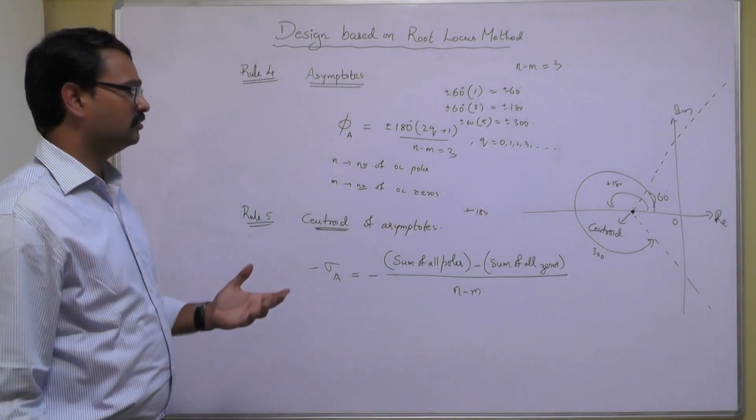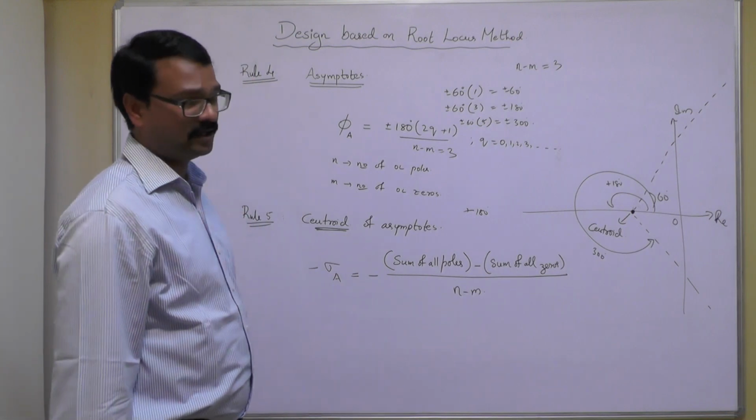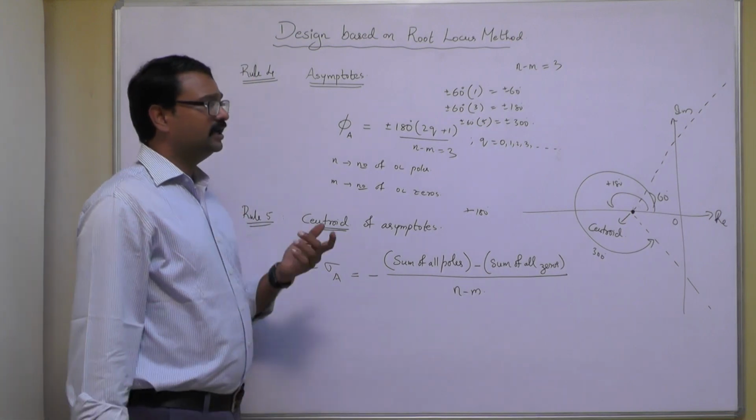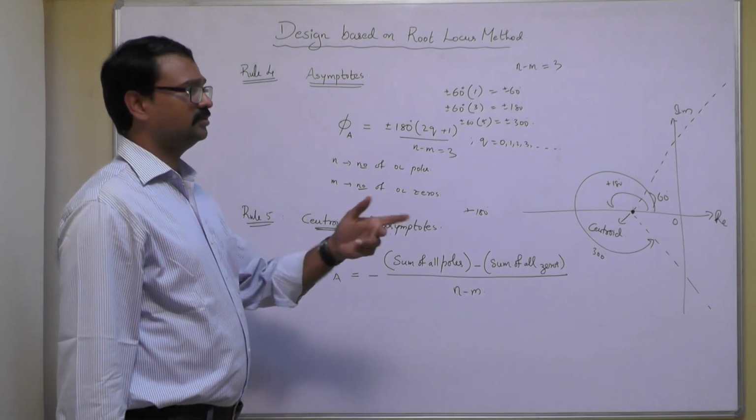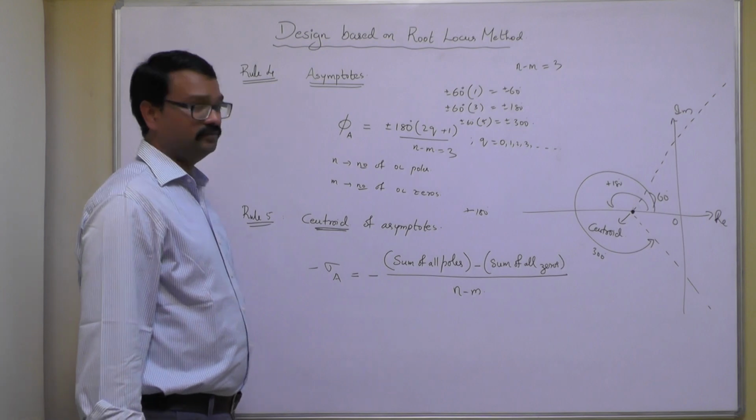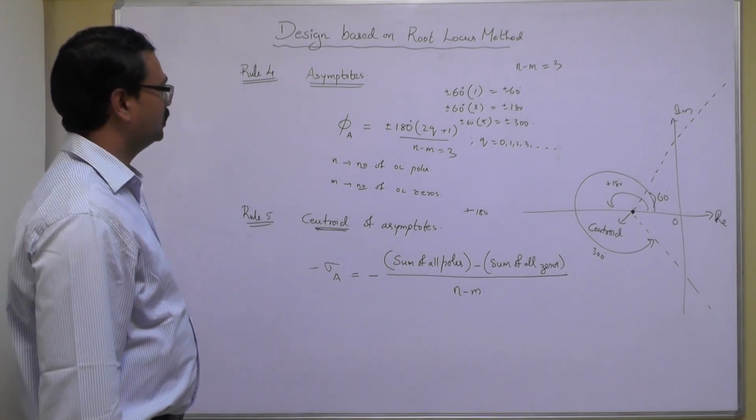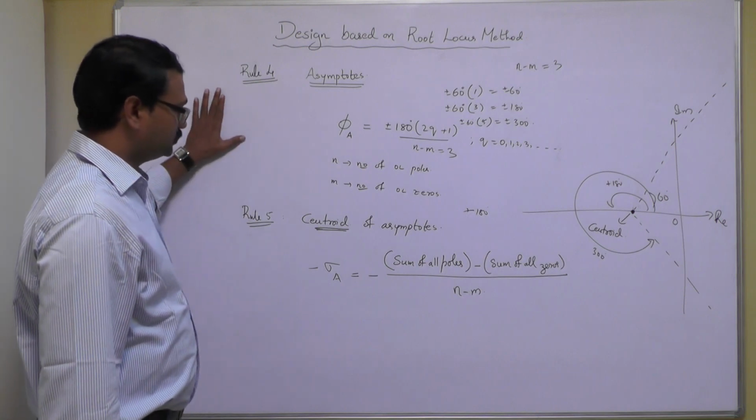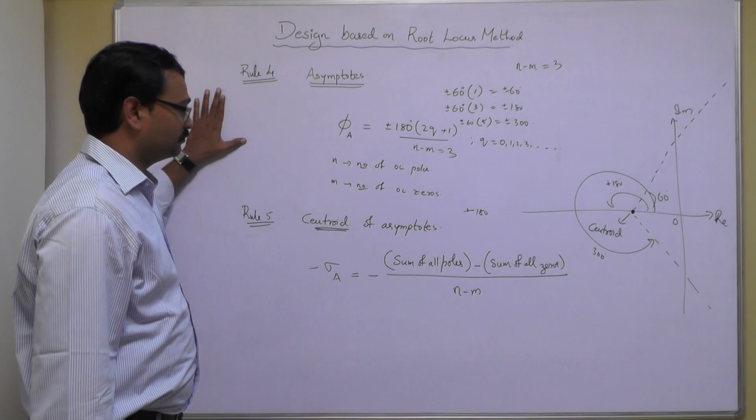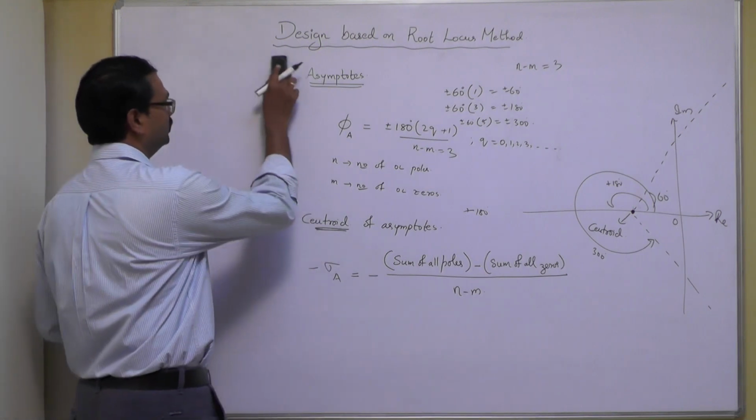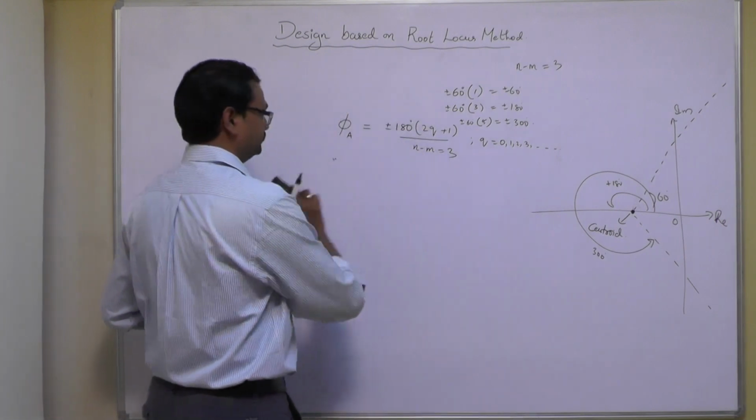So they will try to follow the straight line asymptotes, which must be followed if in case there are any number of branches which do not terminate at any open loop zero, which are originating from open loop pole, right, which we have discussed in rule 2. Okay, so these are rules 4 and 5. Okay, so this is understood, and we will go into rule 6 of the root locus method.